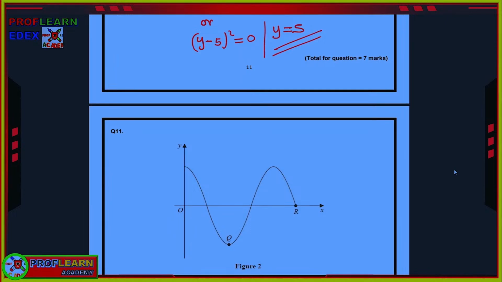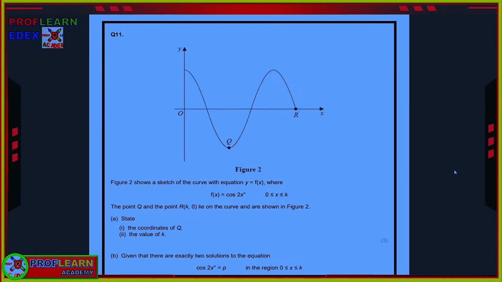Now, moving to the last question, number 11, you also need to know how to answer a question to do with trigonometry. Here we are told the figure shows a sketch of the curve with the equation y equals f(x), where f(x) is cos 2x, x is greater than or equal to 0, less than or equal to k. We are supposed to use the information provided to state the coordinates of Q and the value of k. You are also told that the point Q and the point R lie on the curve as shown on the figure. We can see R is there, which is (k, 0).